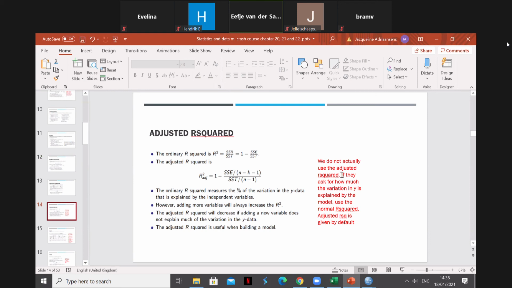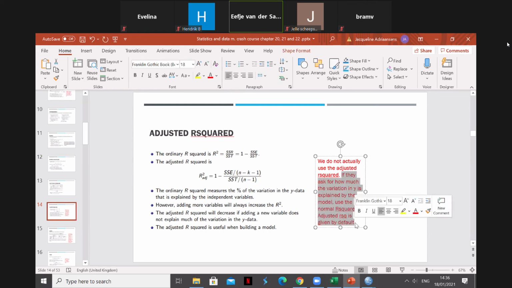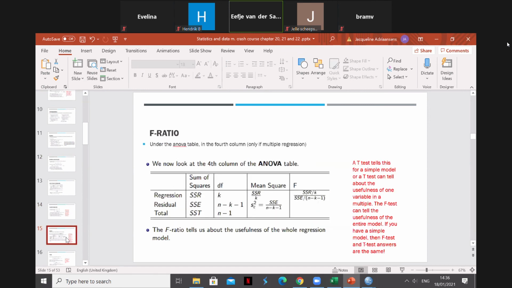So I made that red here because it's important. I slipped on this myself. If they ask for how much the variation in y is explained by the model, we use the normal R-squared, and you do not use the adjusted R-squared. It's just always given by default, okay?